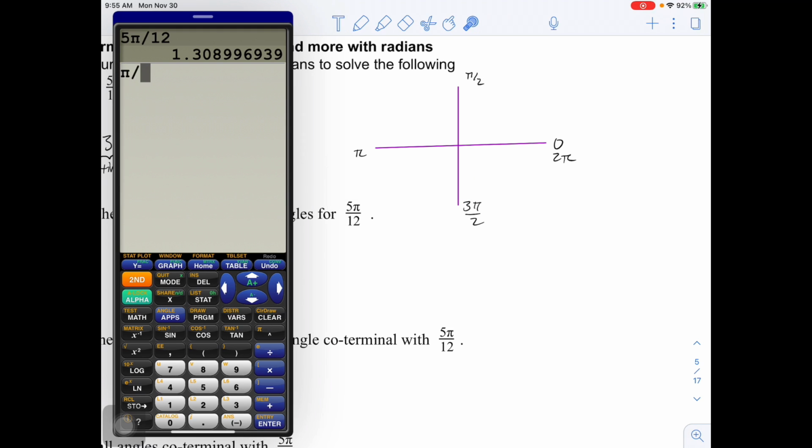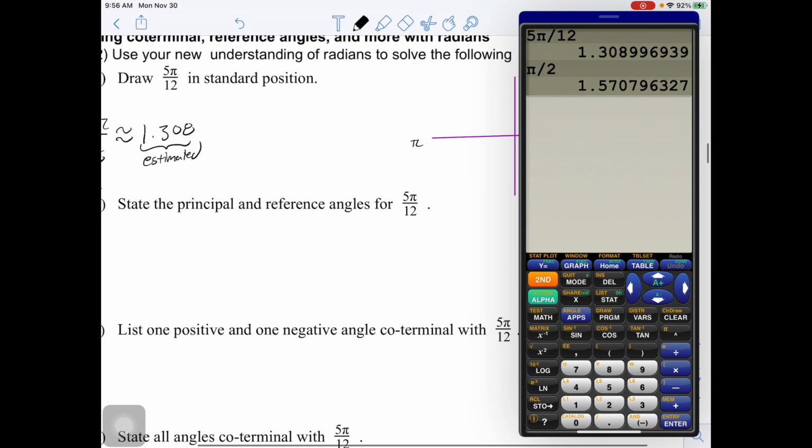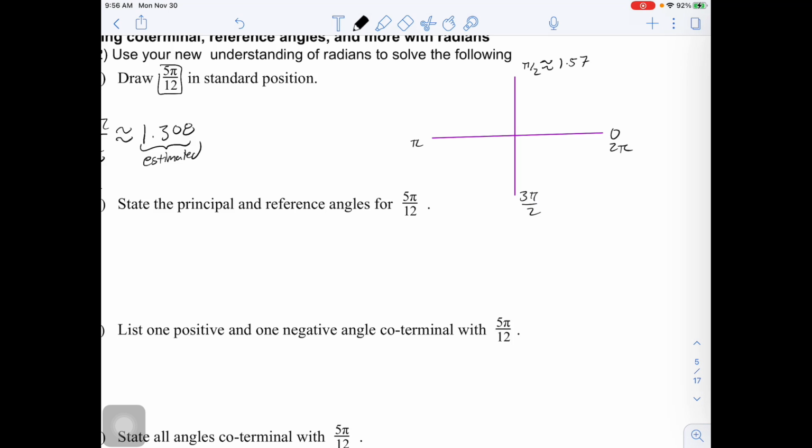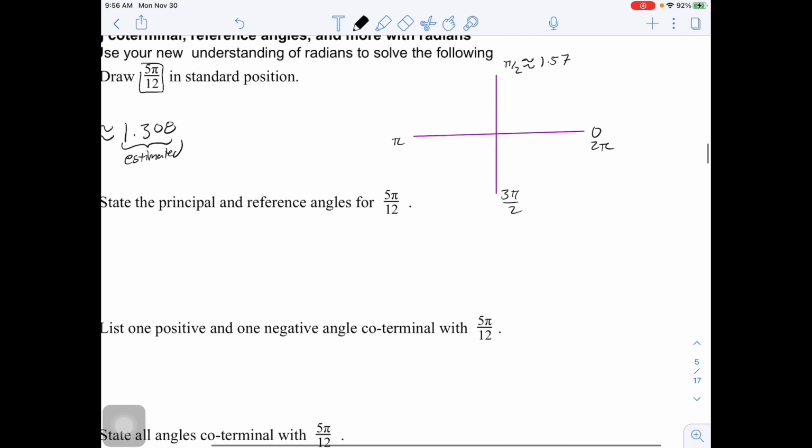So now let's figure out what our quadrantal angles are roughly. So I'm going to do pi over 2. So this is 1.57. So what does that mean for us? That means that 5 pi over 12 looks like it exists in our first quadrant. Okay, so this is 5 pi over 12 here.